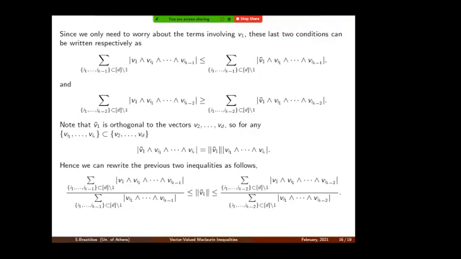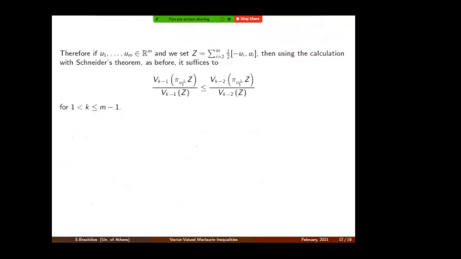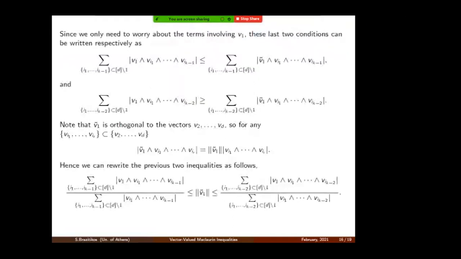Therefore, in order to prove the p equals 1 case, we just have to show that there is some number between them. So it's enough to prove that this is smaller or equal than this. Okay, and now we use again Schneider's formula to write down what is this and what is this, like before.